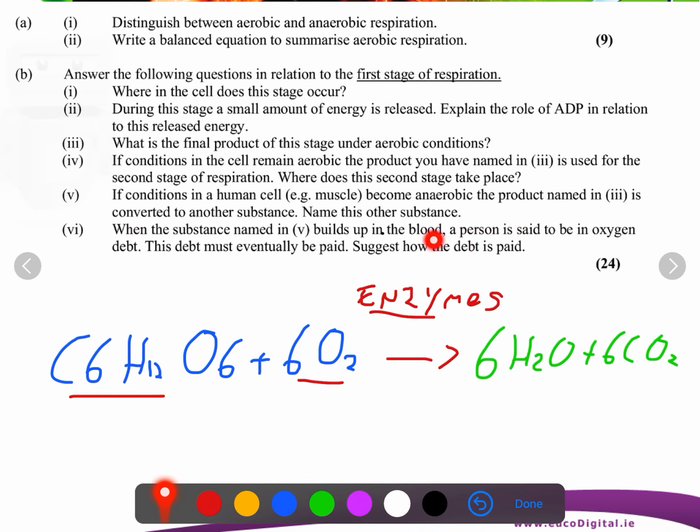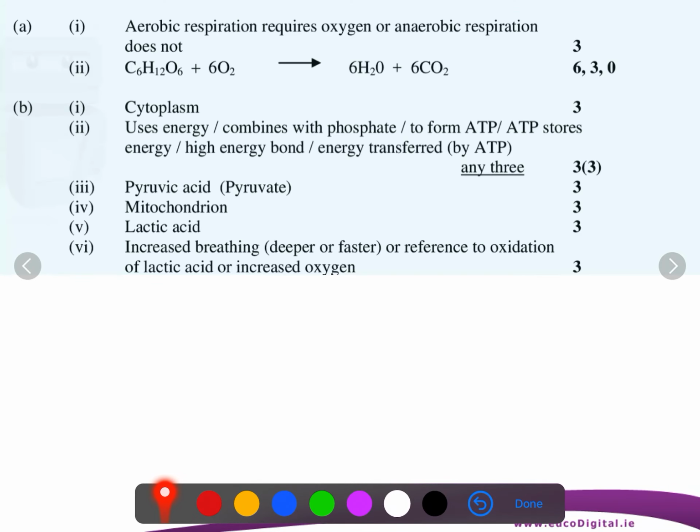If we have a build-up of carbon dioxide and lactic acid in the blood, then what do we need to do? We need to breathe more. This will trigger deeper and a higher breathing rate. Let's have a look at this one. There we go. Increased breathing, deeper or faster. You need to take in oxygen. So that was your answer there. Hopefully you did okay.